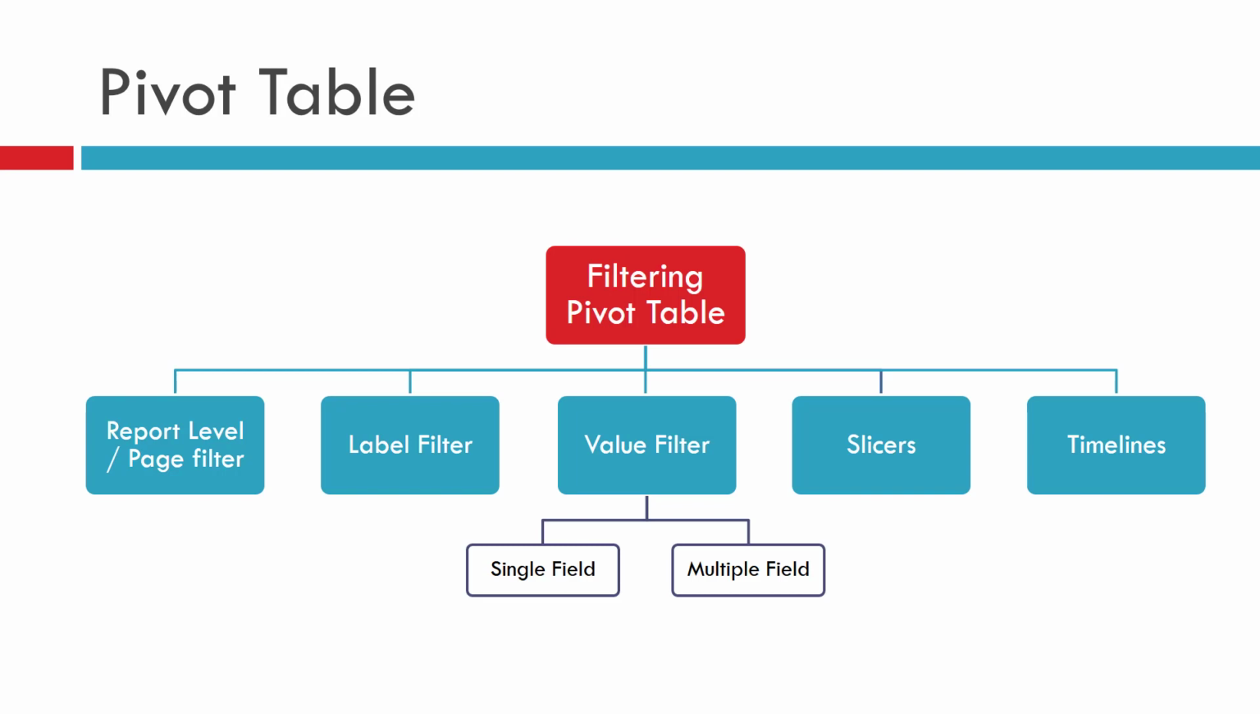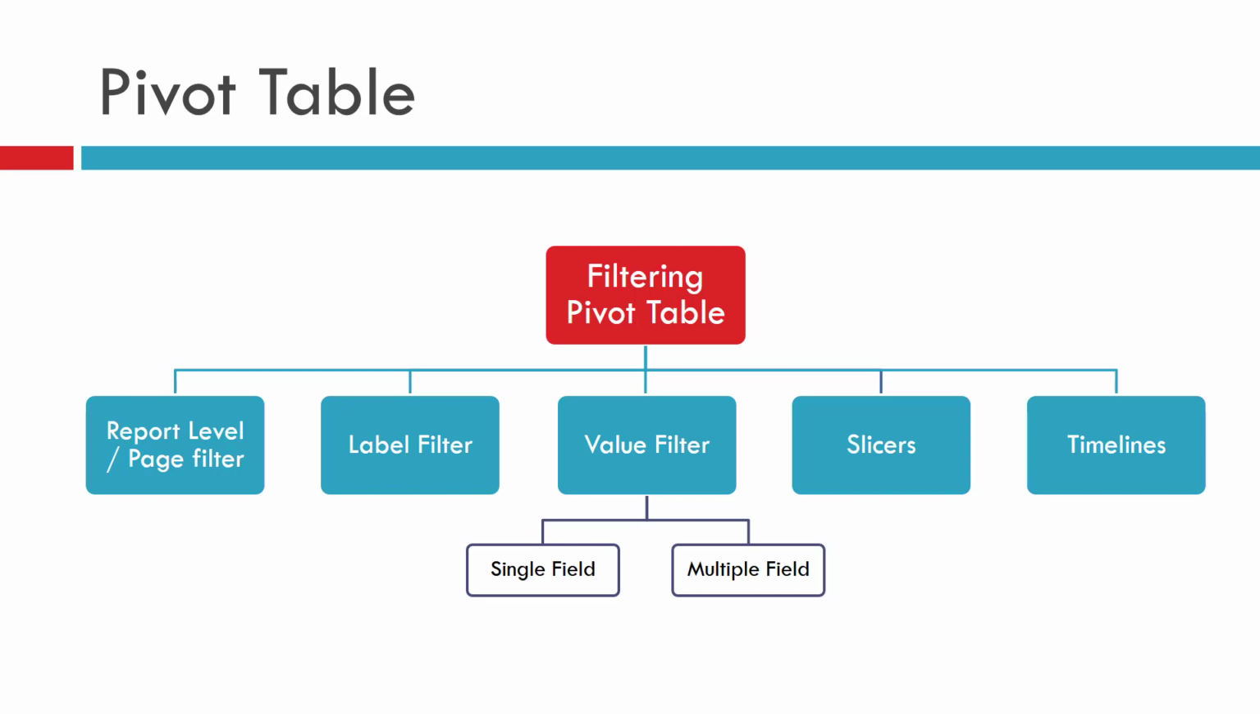Then you also have value filters for this row and column area field list. These are similar to the numeric filter options available in normal auto filters. The total value from the grand total for those fields will be considered while executing these filters.